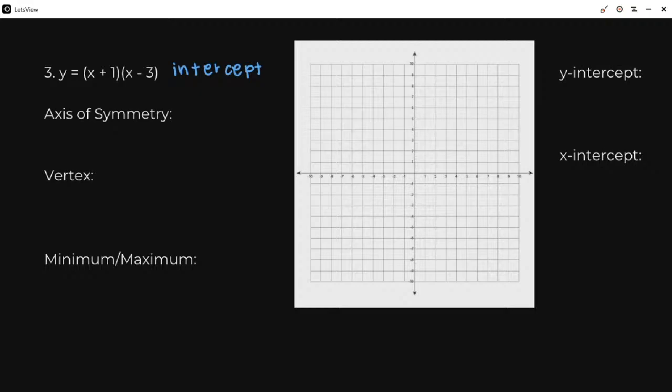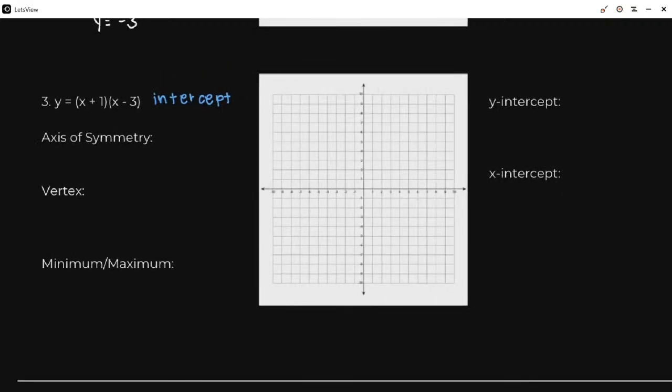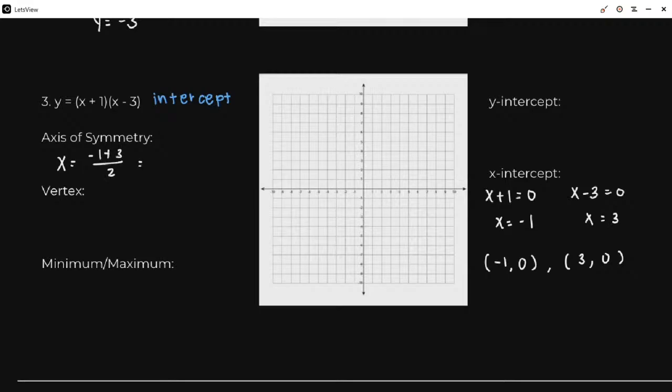So that means we know the x-intercepts. So for this one, you can set up equations like this. Just set each part of the problem equal to 0. So we get x equals negative 1 and x equals 3. So our x-intercepts are going to be at negative 1, 0 and 3, 0. So then to find the axis of symmetry, we would add these two and divide it by 2. So that'll be negative 1 plus 3 divided by 2. It's 2 over 2, which is 1. So the axis of symmetry is going to be the line x equals 1, which is right here.